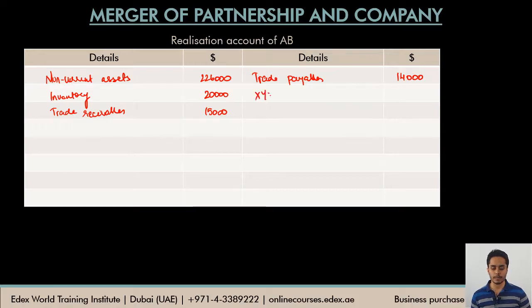So on the credit side, XYZ PLC, in bracket, you can say that purchase consideration. This is the net amount receivable by the firm for sale of all its assets and liabilities, and the purchase consideration was 272,000. No other information given about realization cost or anything else. So let's close our realization account, find out the profit on realization, which will be eventually transferred to the partners' capital. So taking a total on the credit side, 286,000.